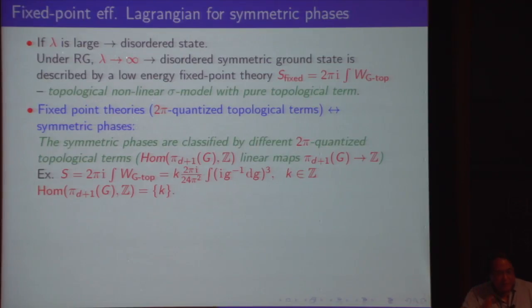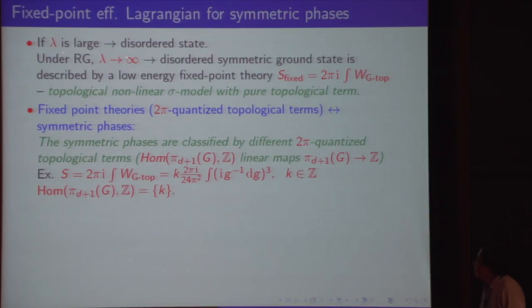We can talk about it. Maybe the gauge version can fix this problem. But what I'm going to talk about is using a lattice version, but still a nonlinear sigma model, to fix this issue. The point of view is that the different 2 pi quantized topological term corresponds to different symmetric phase. This is the main point.